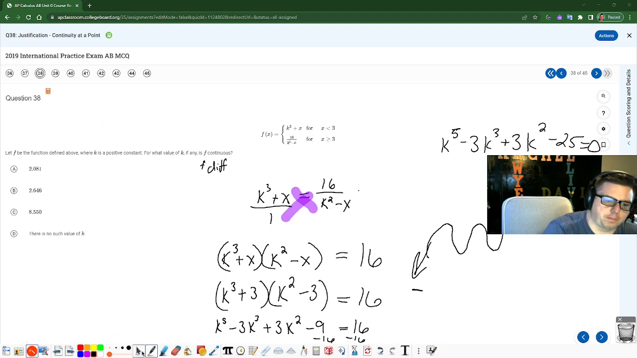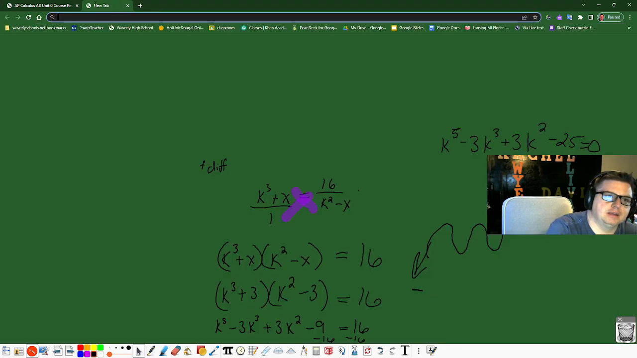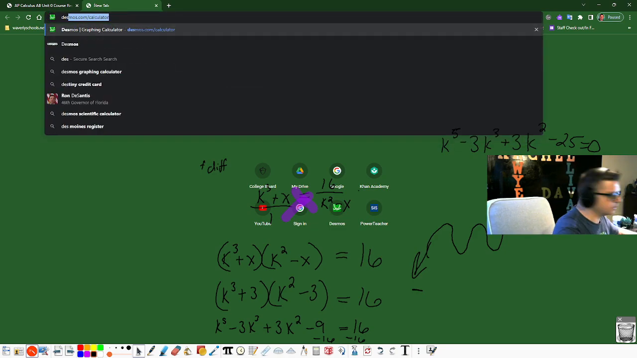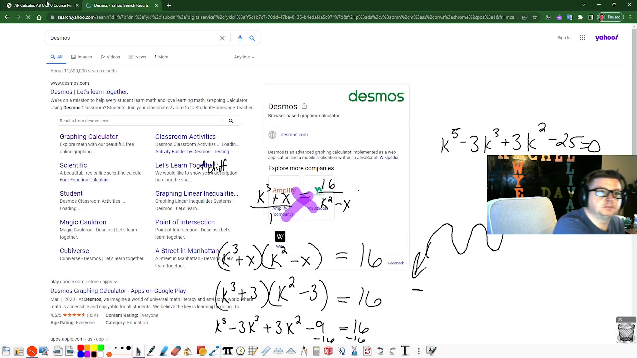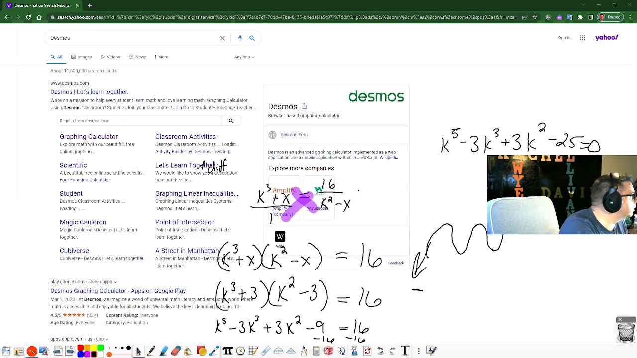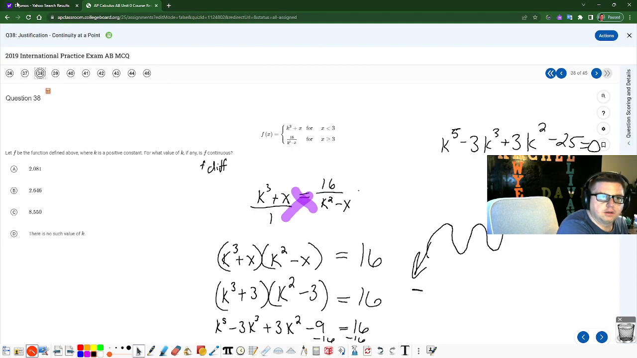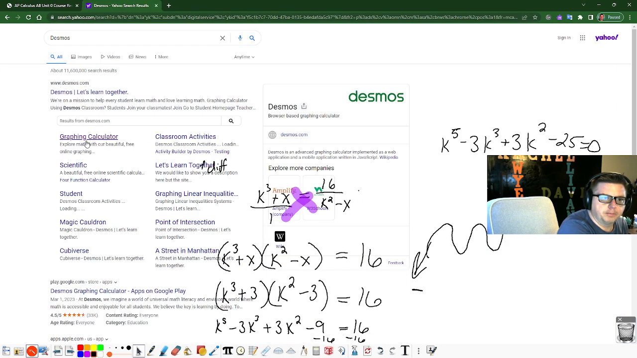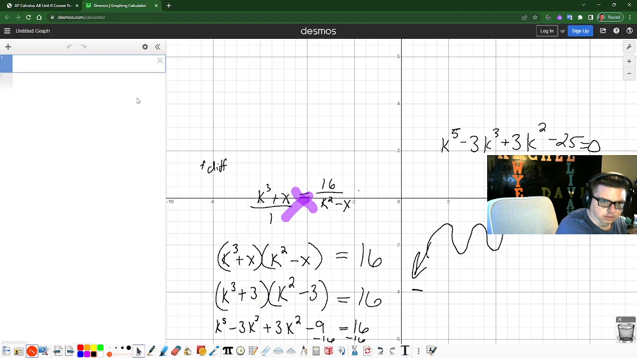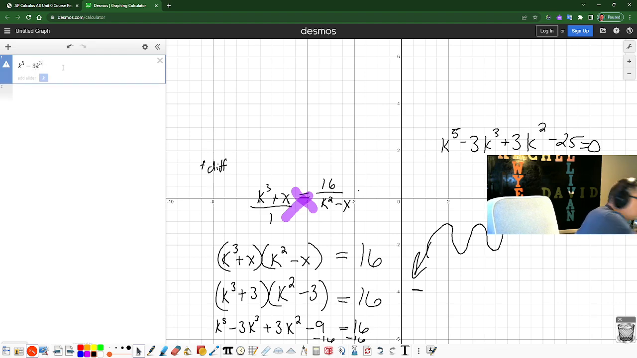What I would do, see this bad puppy tells us we need to go to Desmos. And I'm just going to throw this over here. Oh, not that one. Sorry. There we go. Oh, it's still up here. Okay, so let's do that. K up to the 5th power minus 3K up to the 3rd plus 3K up to the 2nd minus 25. Enter.